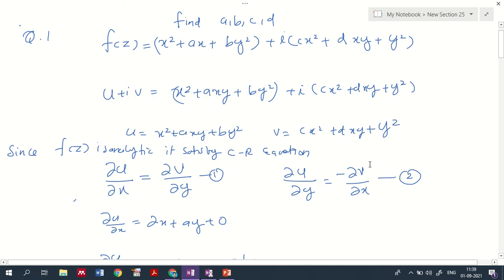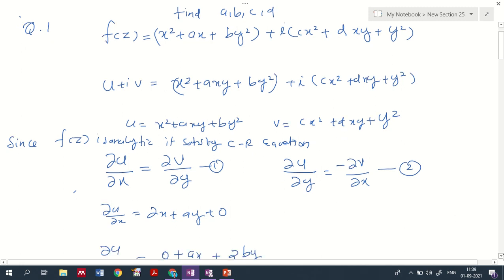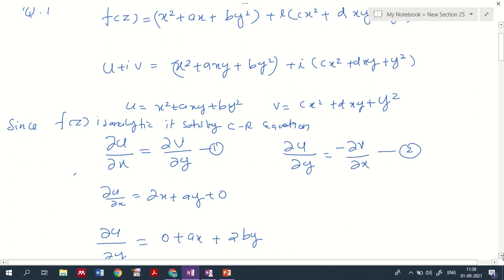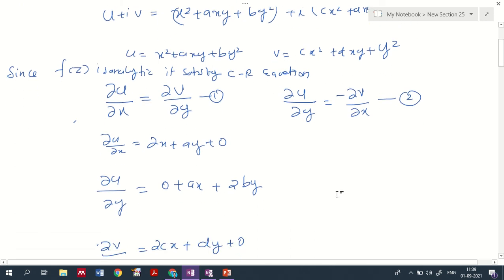Now I verify what ∂u/∂x, ∂v/∂y, ∂u/∂y, and -∂v/∂x are. If I can find those, I can equate the corresponding equations. So when I differentiate u with respect to x, where u = x² + axy + by², ∂u/∂x will be equal to 2x + ay + 0, because you are differentiating with respect to x.